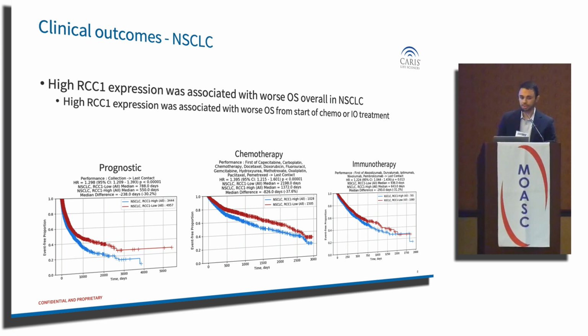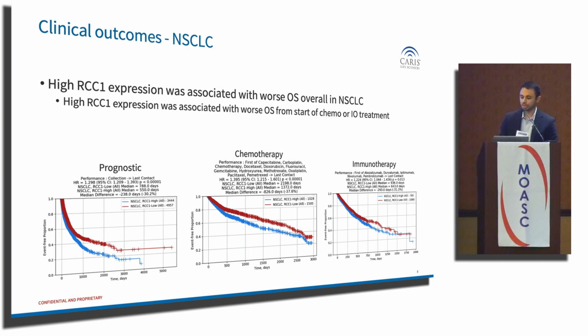I'll go directly to the clinical outcomes. So in non-small cell lung cancer, higher RCC1 expression was associated with worse overall survival. The median overall survival in these patients ranged from 550 to 788 days, ranging from quartile 1 to quartile 4.